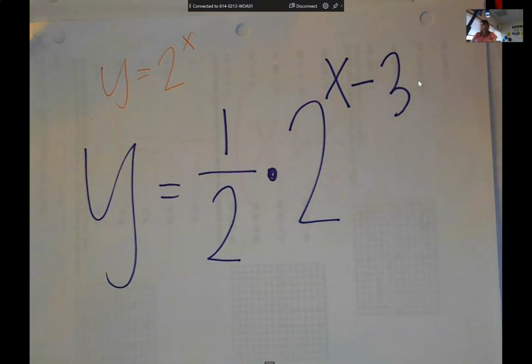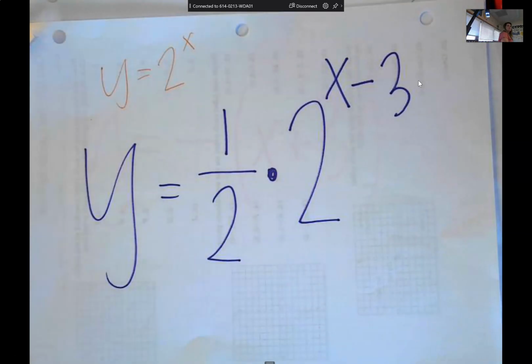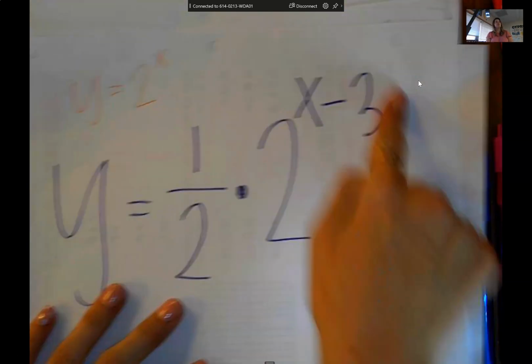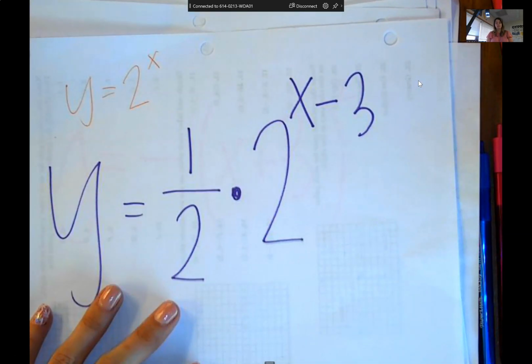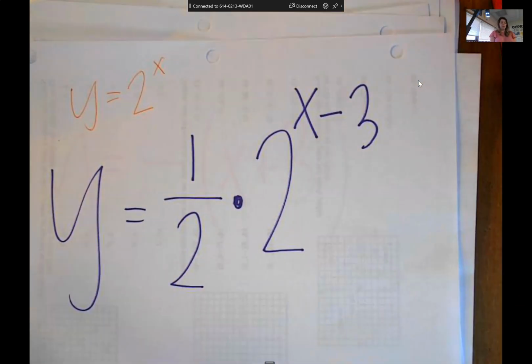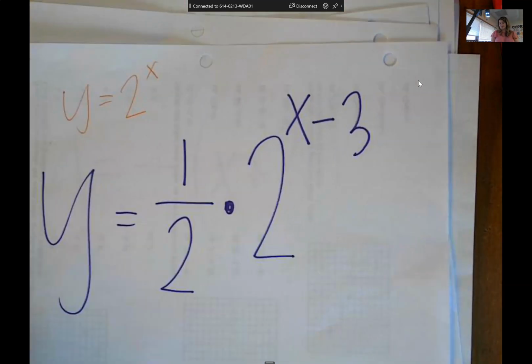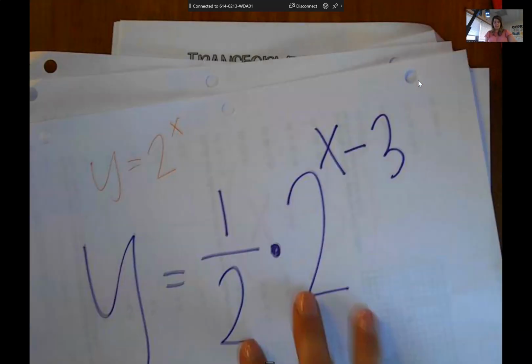Okay, show me what you're thinking. Leave it up for a minute. This is a shrink by 1/2 and a right 3. So this is trapped with the x. It's up in the exponent with the x. Okay, we'll start on this again next time.